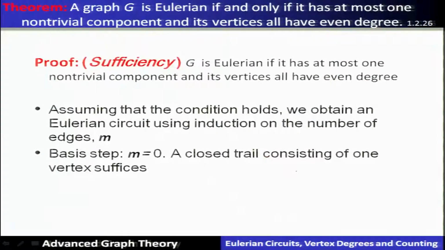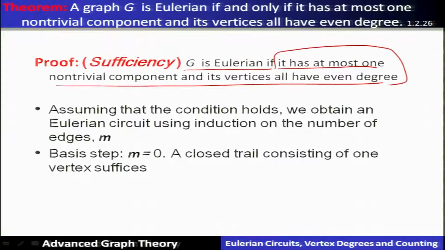Now, we are going to see the sufficiency condition, the other side of the proof: that G is Eulerian if it has at most one non-trivial component and all its vertices have even degrees. So, now we will assume that this condition holds. Which condition? That it has at most one non-trivial component and its vertices all have even degree.